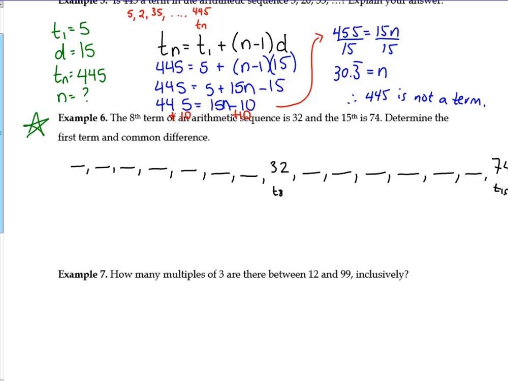So here's the thing. Common difference. Do you know what it is? Nope. Do we know the first term? Nope. We're in trouble. They want us to find the first term and the common difference. So conveniently, those are what we're looking for. And there's 2 methods we can use to solve this. So I'll show you both methods.